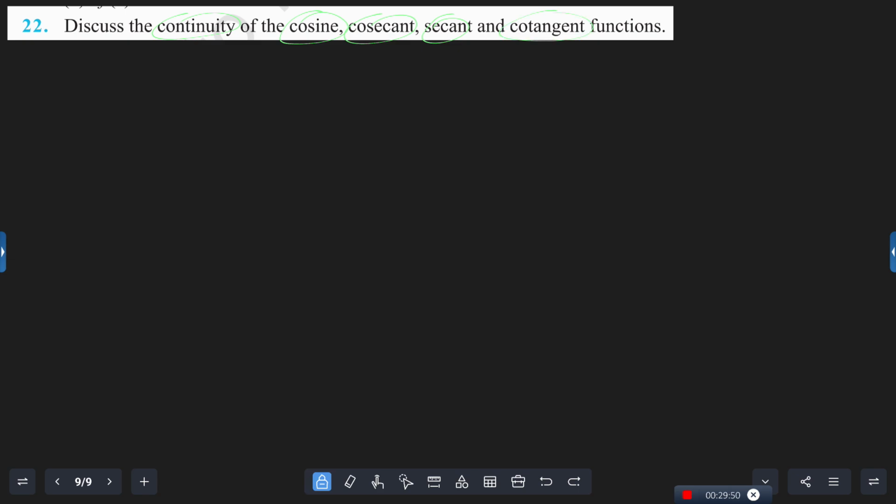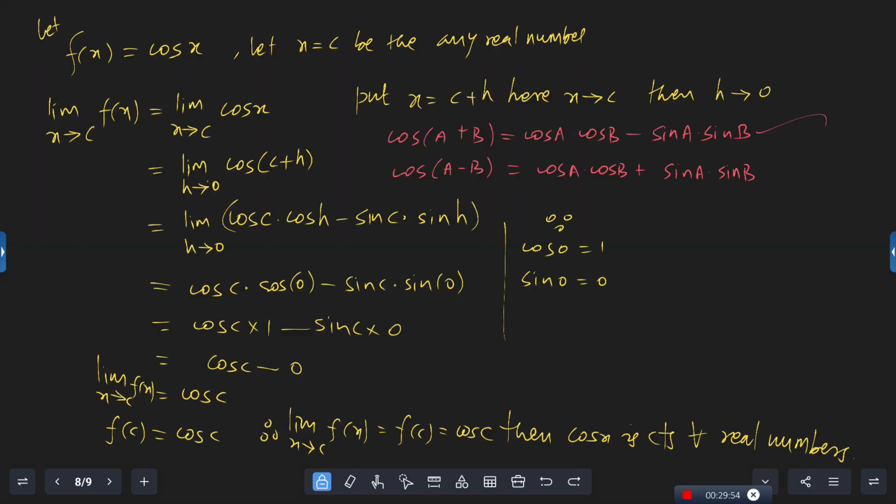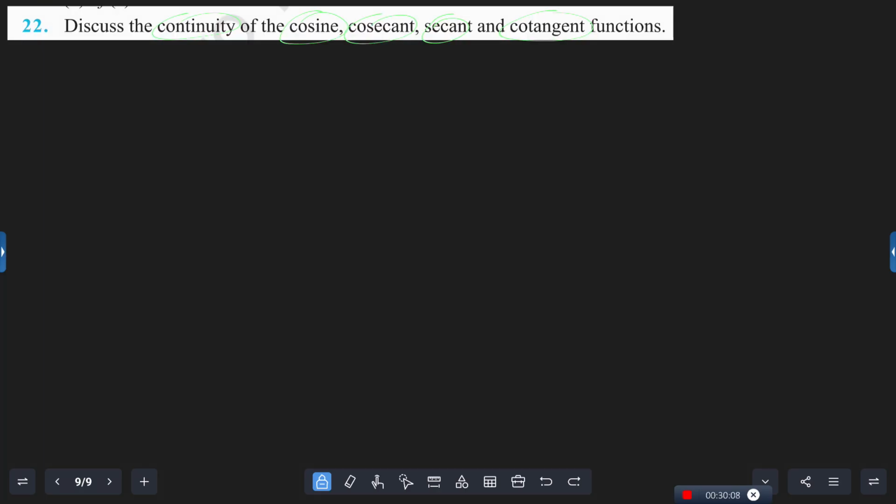What about cosine? Cosine means cos. Cos we have given the proof here. Cosine only cos. If you want to give cos, you give the 22 question number. Cosine means cos, we have done already. Then cosecant, secant, cotangent. Tangent they didn't ask, cotangent they are asking. Tangent also you can write if you want. So cos we have already done.